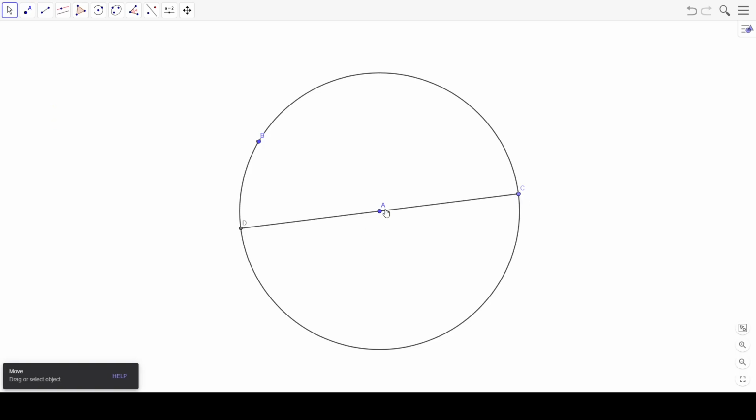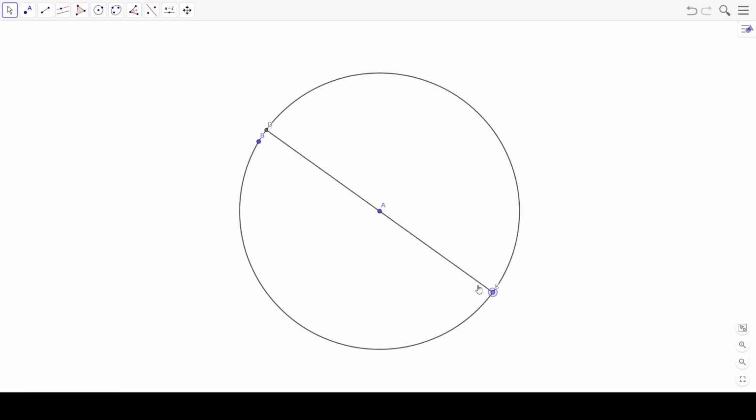So this is a diameter. It's a straight line passing through the center of the circle and then terminated on both sides by the circumference. We can move it around. So the word diameter means measurement across. The prefix dia means across something.